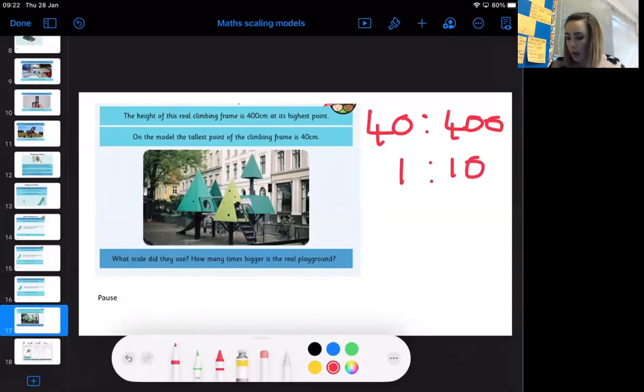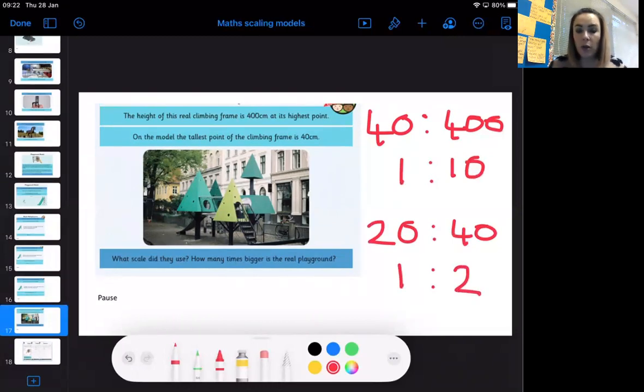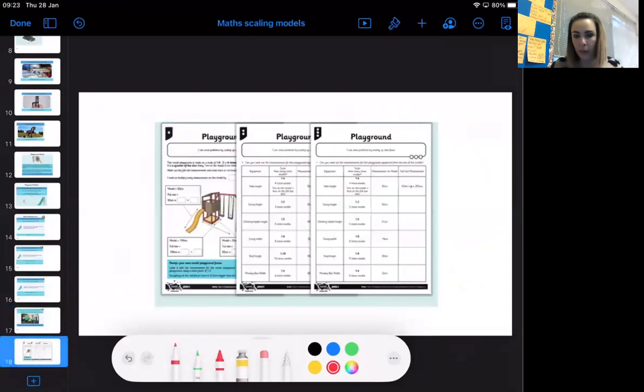If my measurements were 20 and 40, I know the relationship between 20 and 40 is that there are 2 20s in 40. So I know the relationship there is 1 to 2. So it has been doubled. These ones are tricky, so if you find them difficult, you can always send me a message.